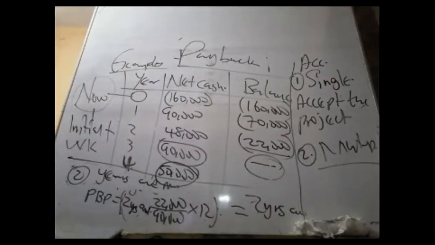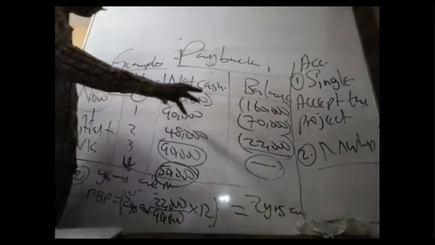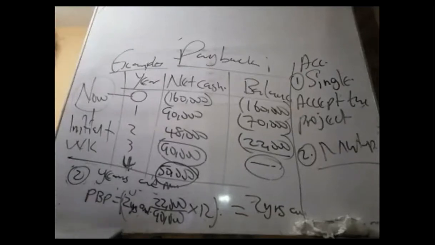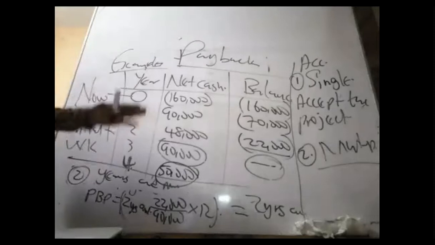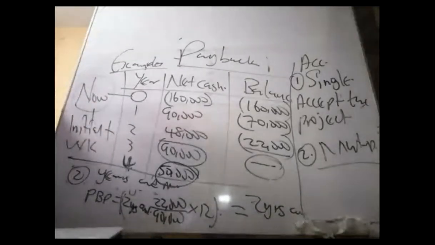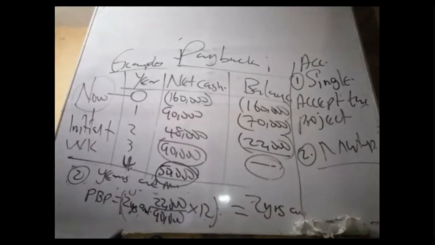How can you assess the project and consider only some of the cash flow and leave the rest? The rest should be taken into consideration. So payback ignores the cash flow after the payback period, or it does not consider all the cash flows. That's a major challenge. Then you tell the examiner.